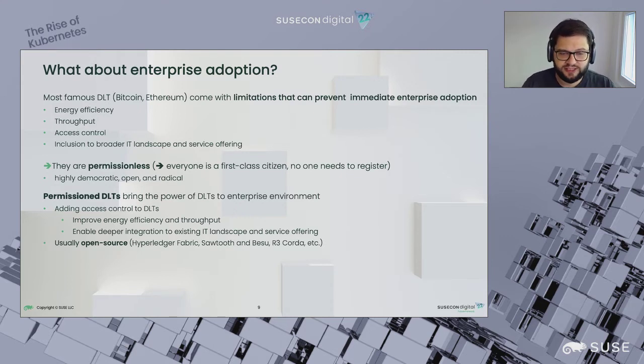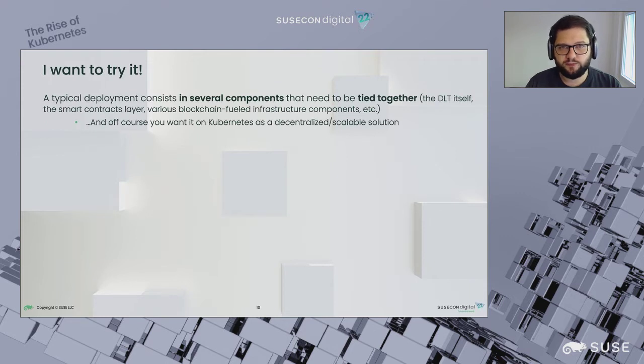Great, no? Okay, but there is one small hiccup. They are kind of complicated to implement because they rely on several components. It's pretty new technology. Everything needs to be tied together. So putting your hands on it may not be very easy, especially given that by design we want it to be decentralized and scalable, because it's all about decentralization. So you want it on Kubernetes. So how do you do that?